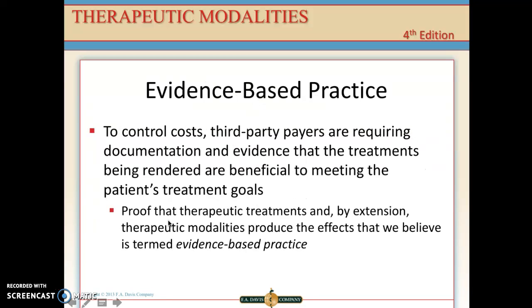All right, so another reason to document is to enhance your evidence-based practice. To control costs, third-party payers are requiring documentation and evidence that the treatments being rendered are beneficial to meeting the patient's treatment goals. So it would be proof that the treatments, and by extension the modalities, produce the effects that we believe, which is termed evidence-based practice. In other words, when you're documenting, you need to make sure that the treatments you're including, you can actually prove that they worked.